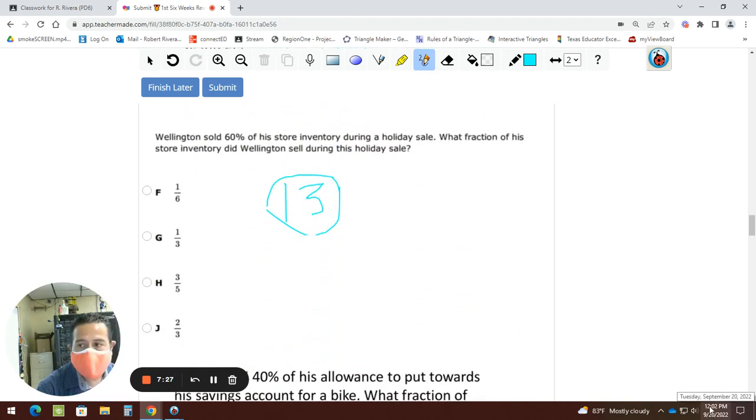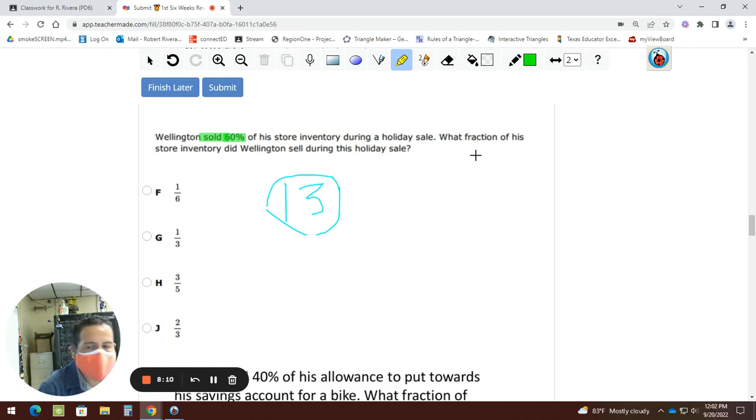It says, Wellington sold 60% of the store inventory during a holiday sale. What fraction of his store inventory did Wellington sell during the holiday sale? So I'm going to highlight the important stuff. I'm going to get green this time. 60% will be important. What else will be important besides 60% from the first sentence? No, the first sentence. What is the 60% in the story? That's what he what? Sold. So I have to put sold. That's very important, guys. That 60% is what he sold.